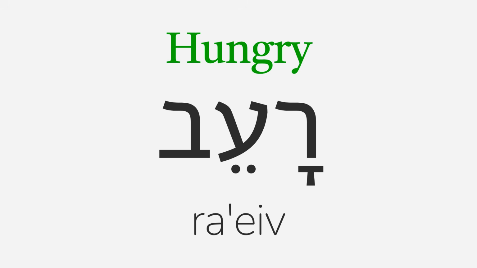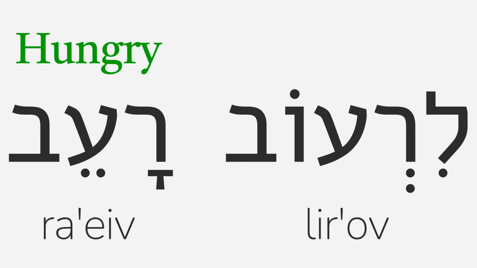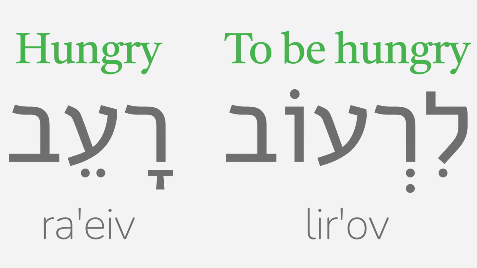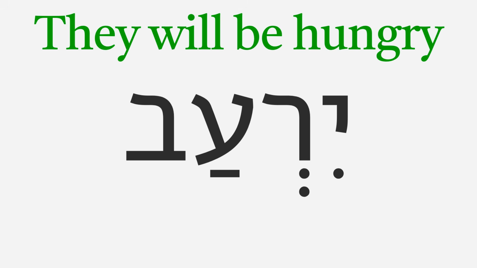We've also seen the adjective ra'ev, hungry. Now we know it is a form of the stative verb lir'ov, to be hungry. Let's make the verb they will be hungry. This is a future tense verb. One form of the future tense is yir'av, he will be hungry, with the yod future tense prefix that makes the subject he.